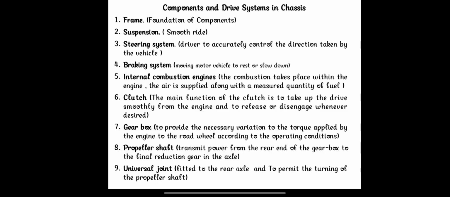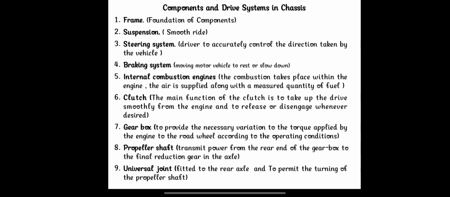It is the foundation of all the components we are using in the chassis. Then suspension, for a smooth ride. The steering system allows the driver to accurately control the direction taken by the vehicle. Whatever the direction, the steering system helps to drive left, right, and forward to backward, whatever the steering mechanism. Then the braking system, to bring a moving motor vehicle to rest or slow it down.